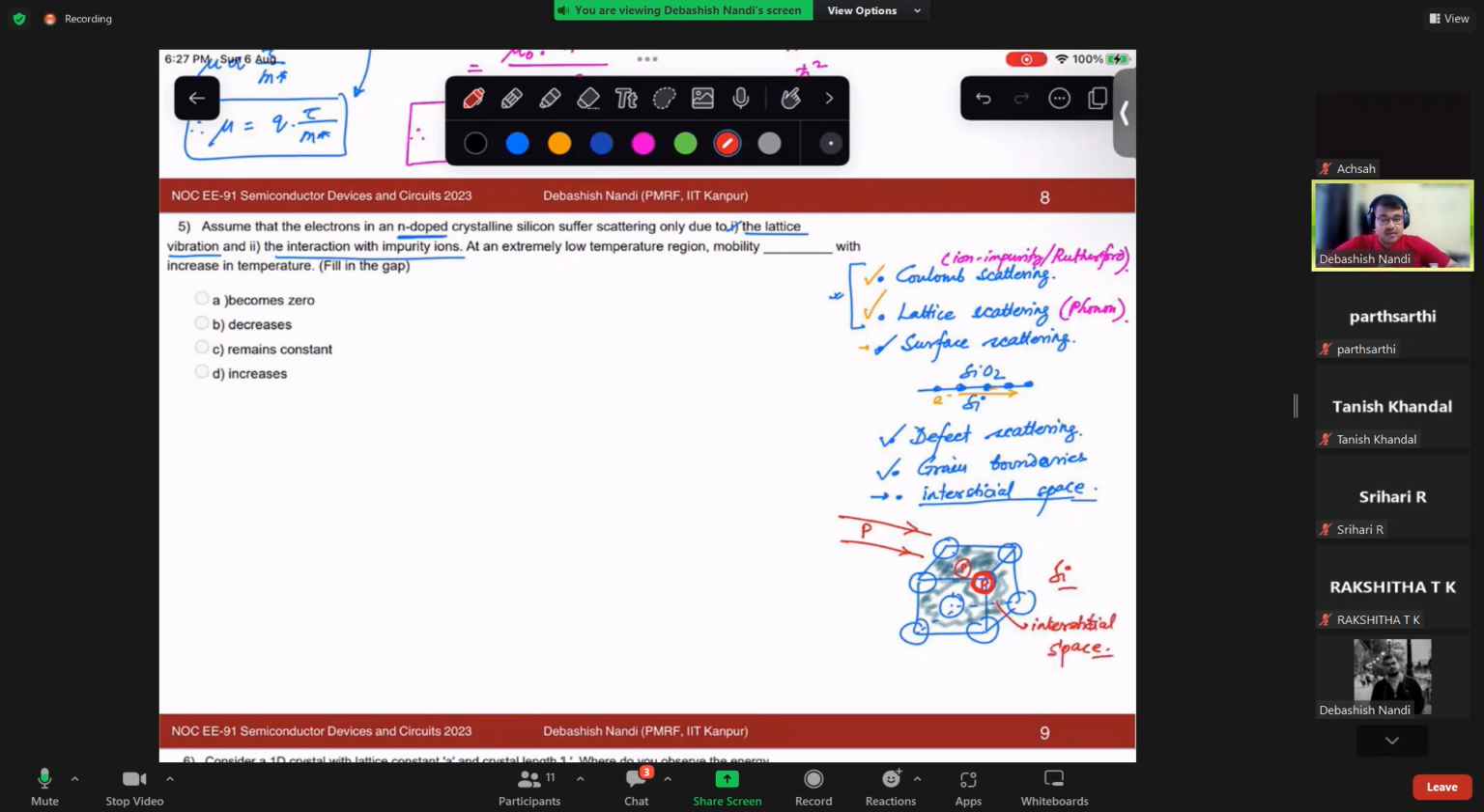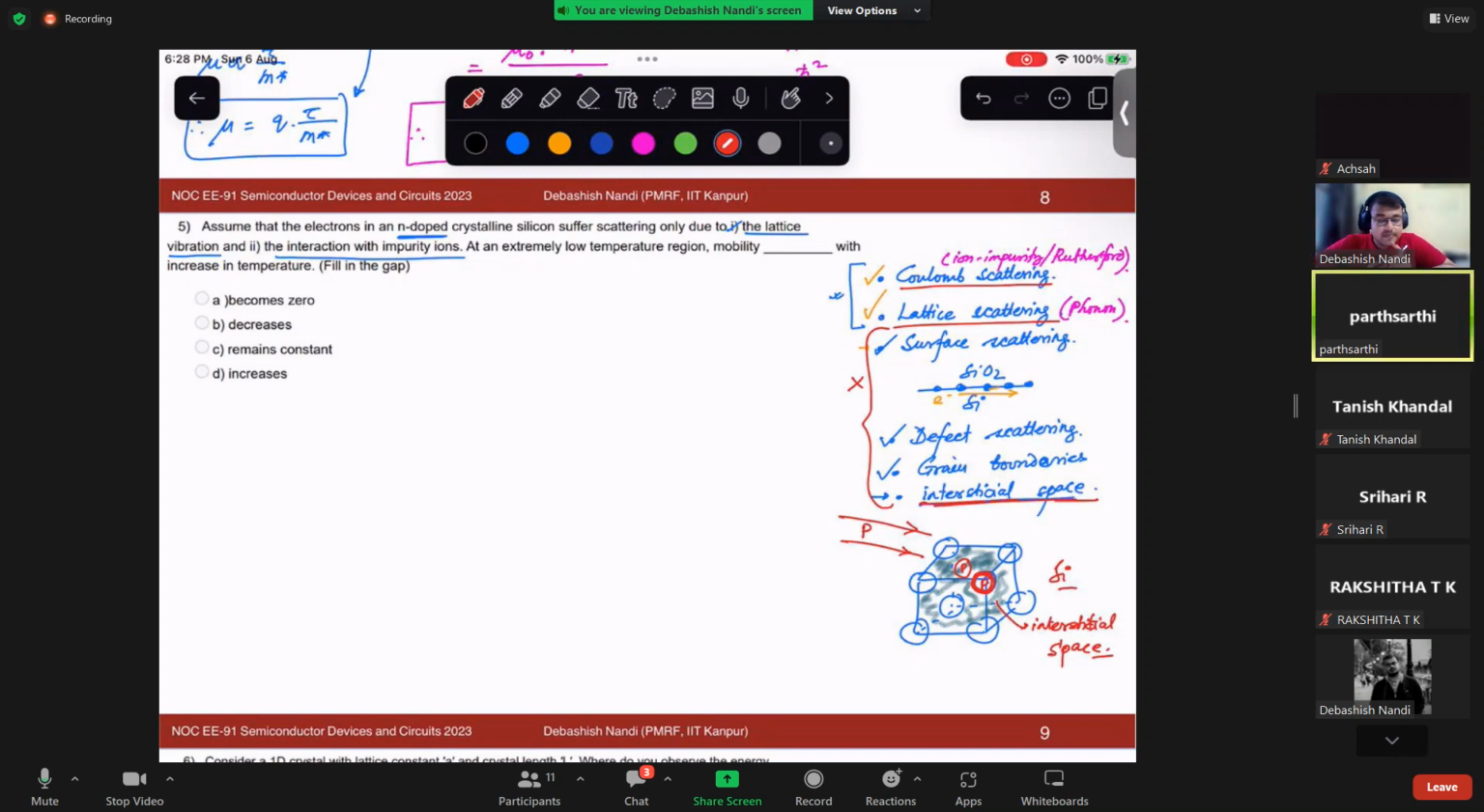These interstitial atoms, the dopant atoms in the void or interstitial space, will also create obstruction in the movement of electrons, isn't it? That will obviously happen, right? It is not part of the lattice, so it may not vibrate at the same frequency as the phonons of the lattice, but it will create some obstruction to the movement of the electron. So this is the interstitial space. There are many kinds of scattering, but we do not talk about these in this course. We will talk only about Coulomb scattering and lattice scattering, so that you are just aware that these kinds of scattering are also there.